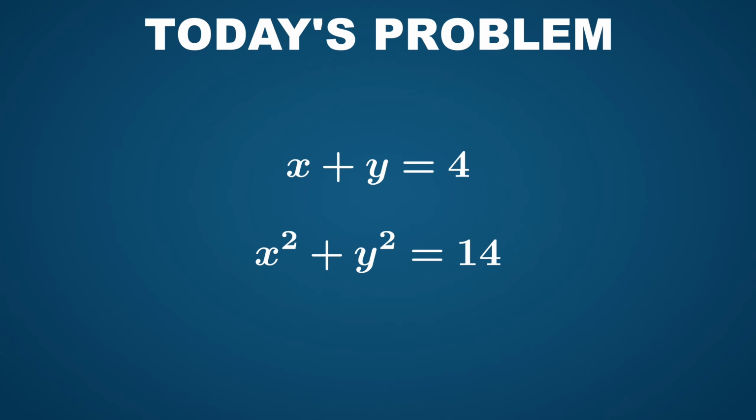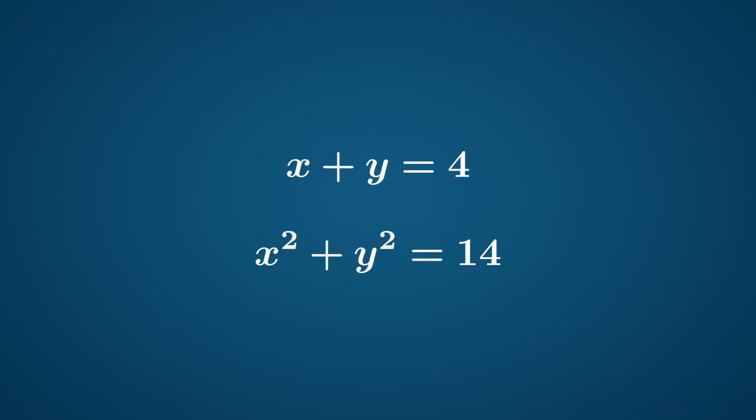Here is today's problem. We are presented with a system consisting of two equations. The first equation states that the variable x plus the variable y is equal to 4. The second equation states that x squared plus y squared is equal to 14. We want to find the exact values for x and y that satisfy both of these conditions simultaneously.